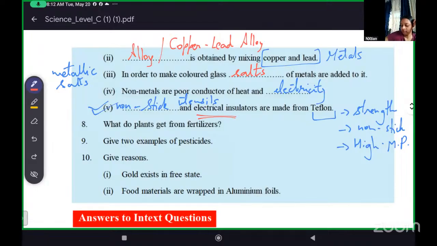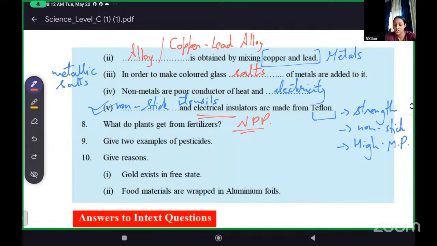The three nutrients that plants obtain from the fertilizers are nitrogen, phosphorus, and potassium. Or you can write NPK to remember it. Nitrogen, phosphorus, and potassium. All three have different kinds of work.